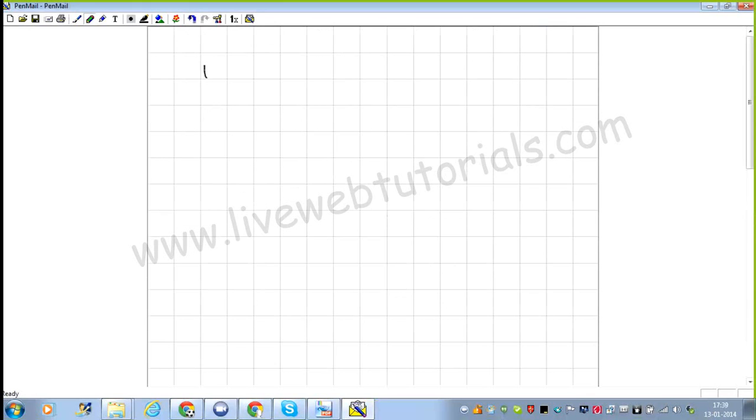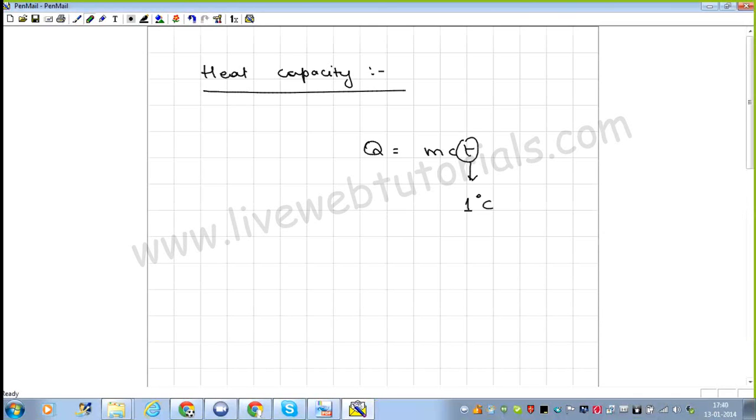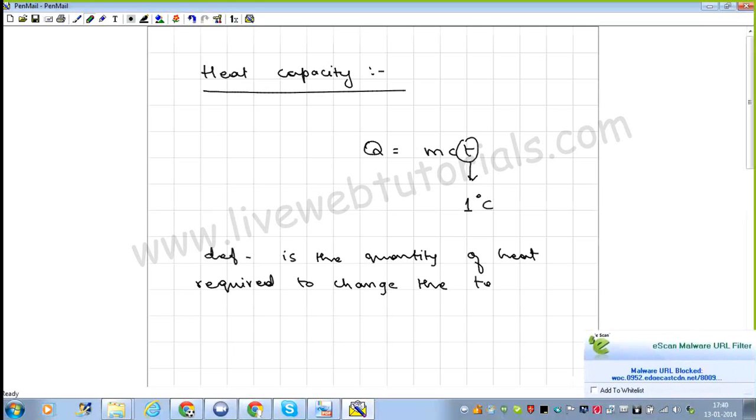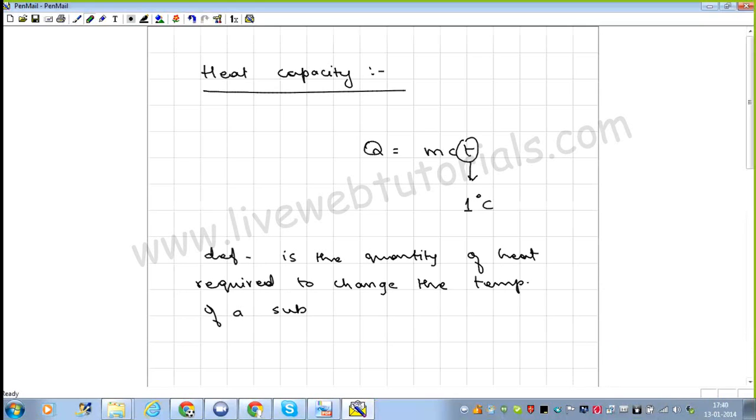The next thing that we are doing is heat capacity. Now how do we define this? First I'm going to get that equation Q is equal to mcT or mc delta T. Now here what I'm doing is I will simply take this T, the change in temperature, as 1 degree Celsius. So it is going to be for any amount of substance. So we are going to write down the definition of heat capacity, which is the quantity of heat required to change the temperature of a substance by 1 degree Celsius or 1 Kelvin.